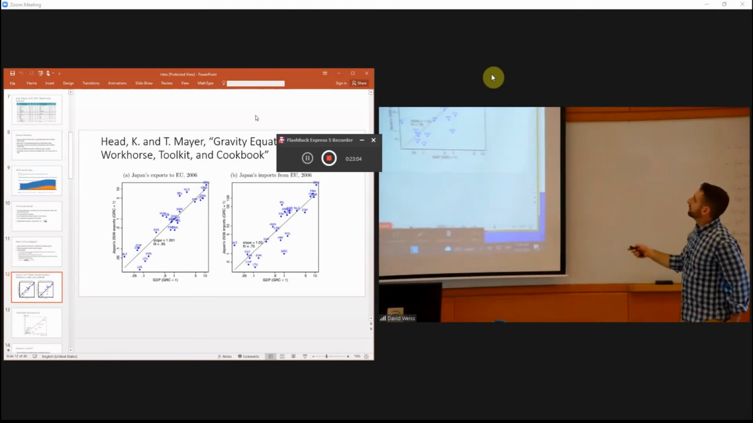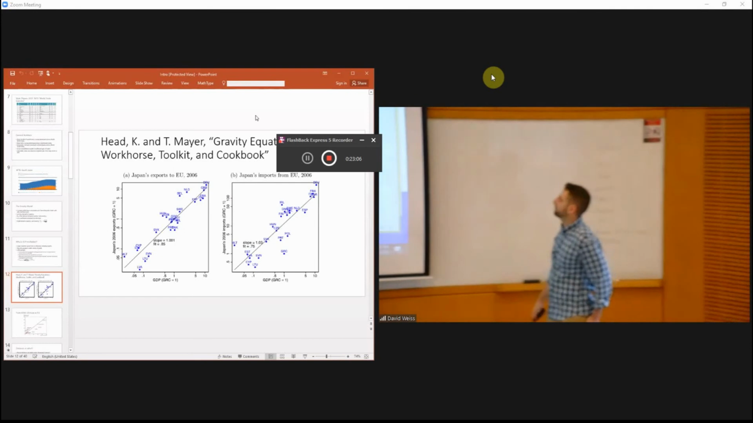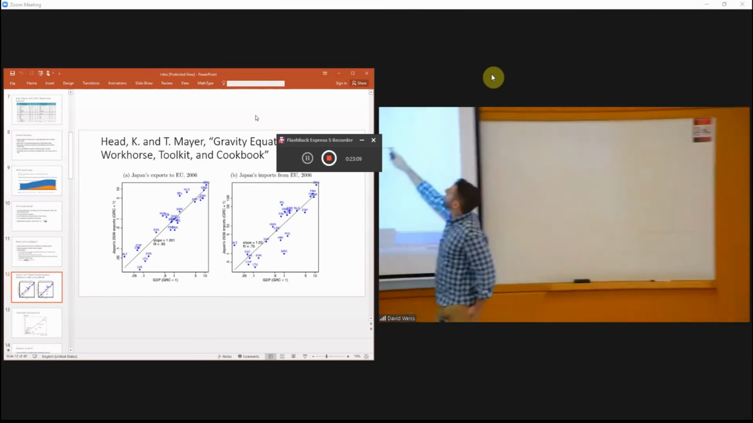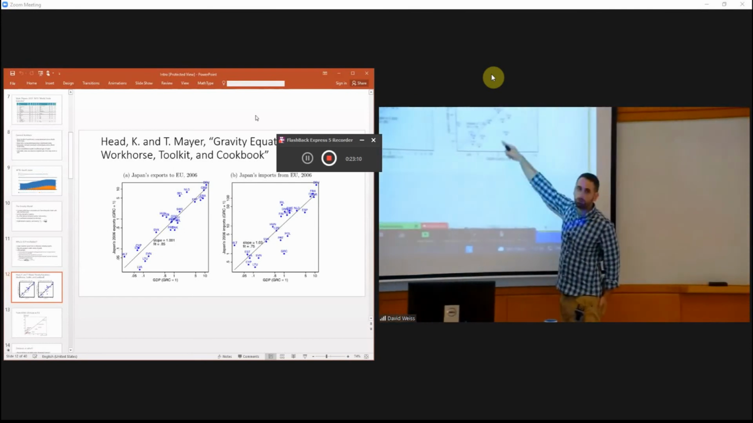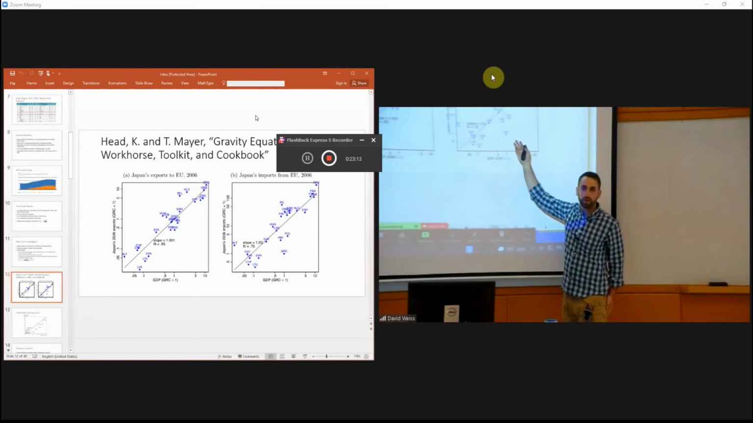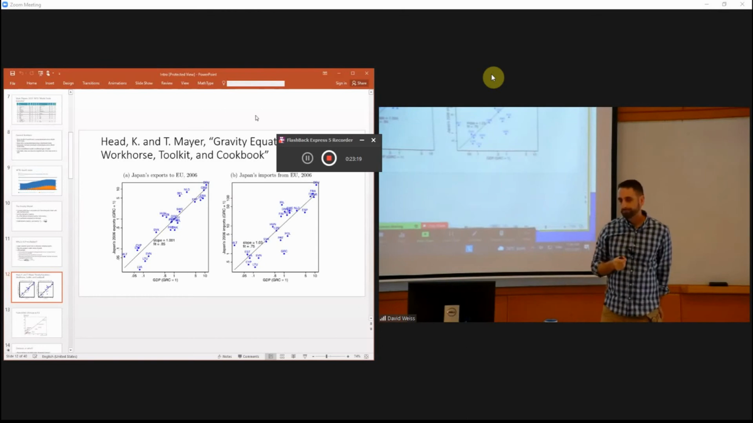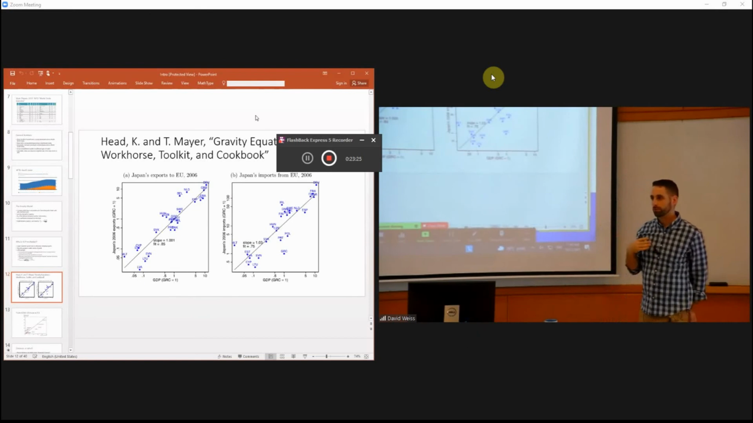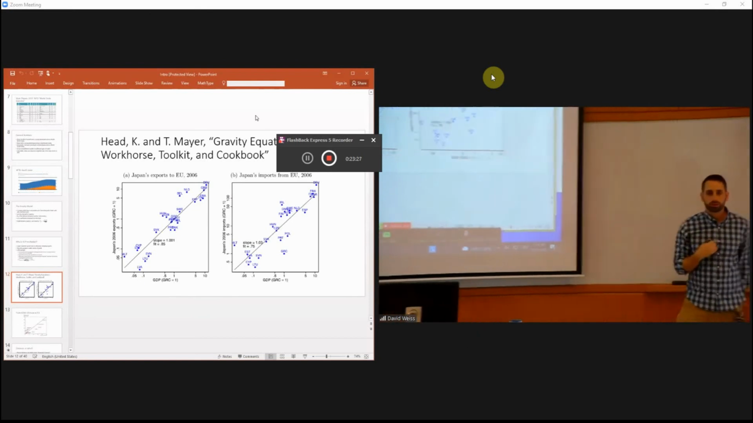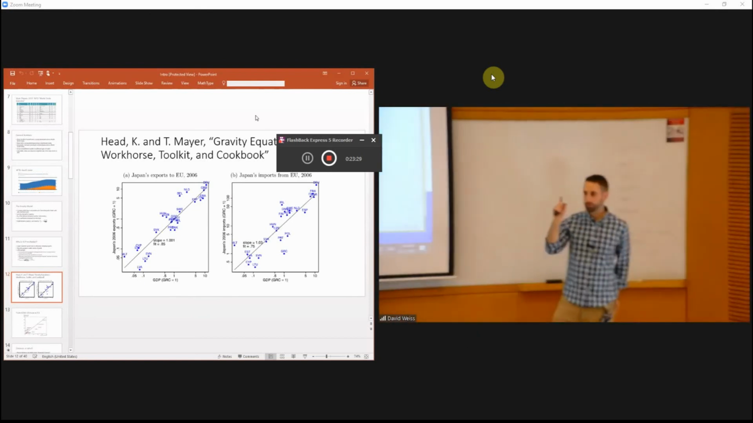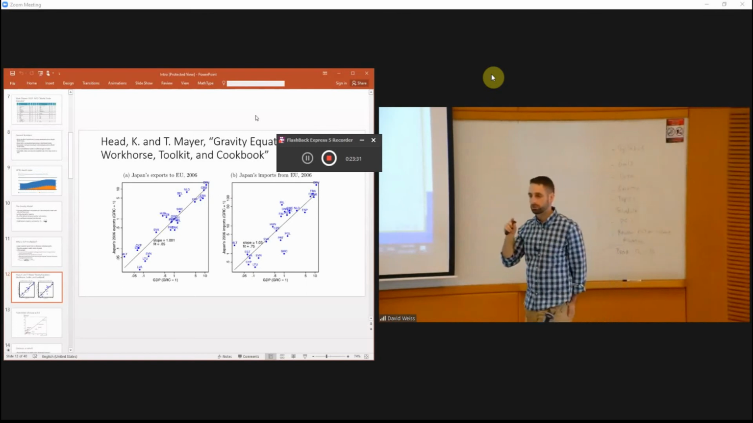Flip side, Japan's imports from the EU, same thing. Larger countries export more stuff to Japan. They produce a wider variety of goods. Japan buys more from them. So cool, the gravity model does a decent job at first glance, at least in terms of the fact that richer countries trade more with one another. The numerator of our gravity model seems to work.